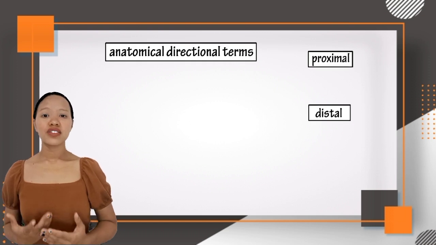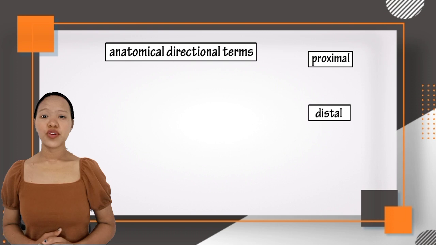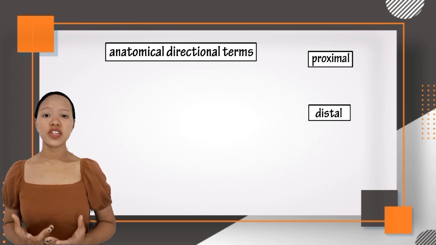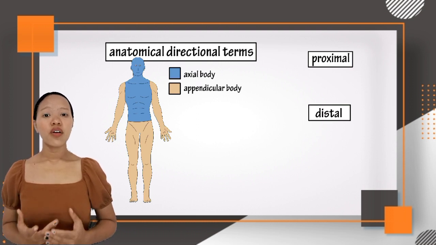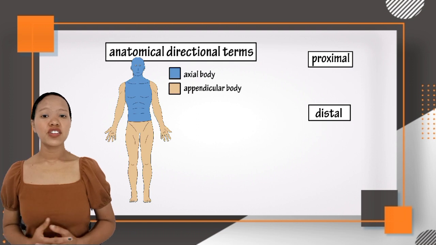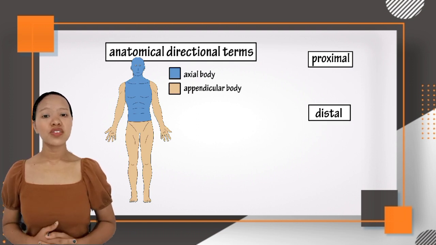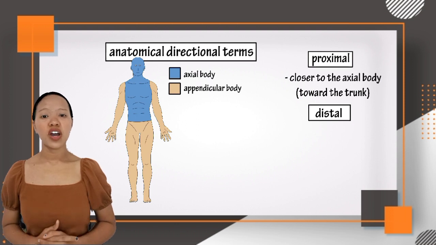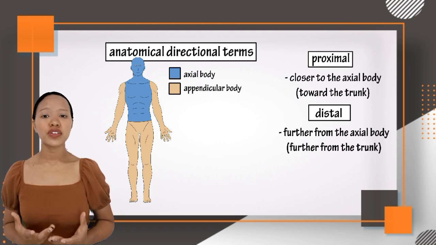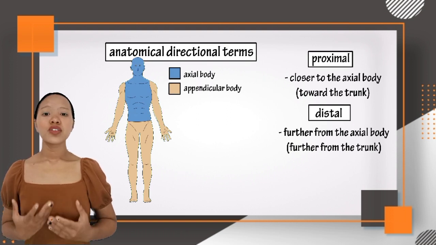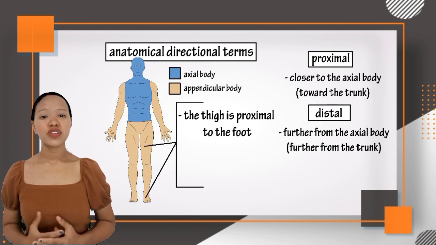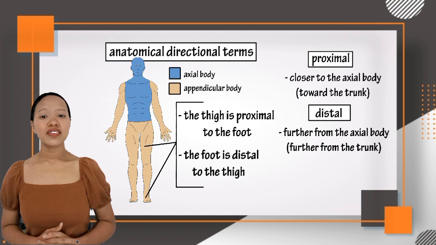Proximal and distal are terms that are usually used when describing parts of the appendicular body. Remember that the axial body consists of the head, neck, and trunk, and the appendicular body consists of the limbs or appendages that are added to the axial body. Proximal means closer to the axial body or towards the trunk of the body, and distal means farther from the axial body or farther from the trunk of the body. So we will say that the thigh is proximal to the foot, or you could say that the foot is distal to the thigh.